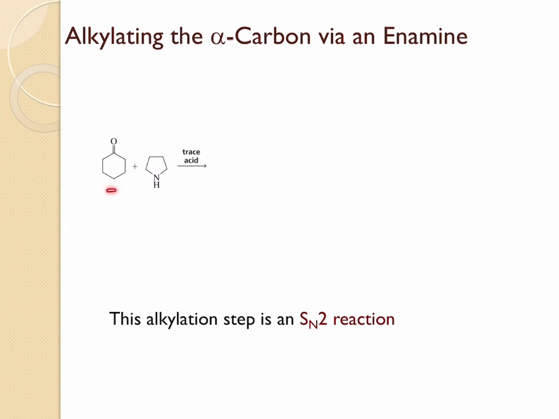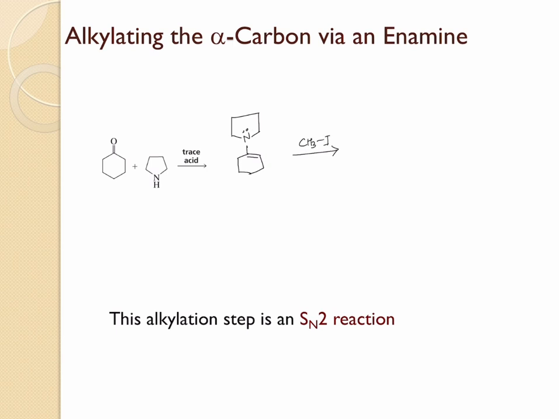So we are taking cyclohexanone and reacting it with this secondary amine in the presence of a trace amount of acid, and this is going to give us an enamine. Right, let's draw the structure for the enamine. Here is the structure for the enamine. This enamine will now react with the alkyl halide in an SN2 reaction. You can choose any alkyl halide depending upon the alkyl group that you want to put in at the alpha carbon. Here in this case, we are going to take methyl iodide.